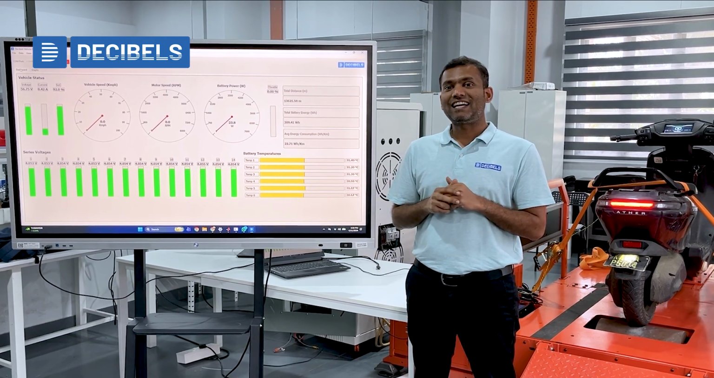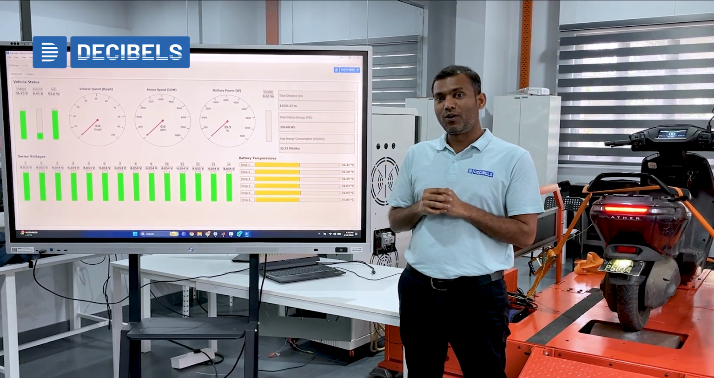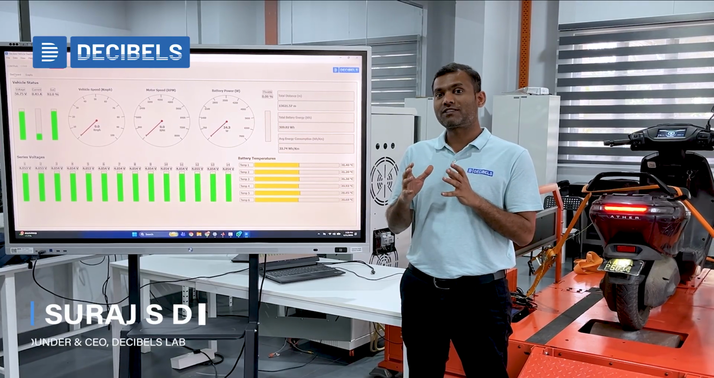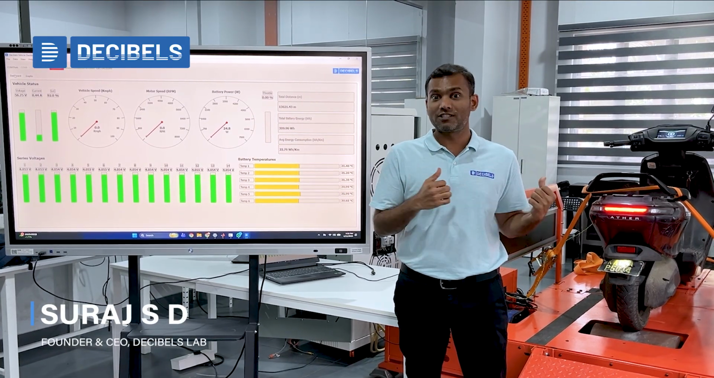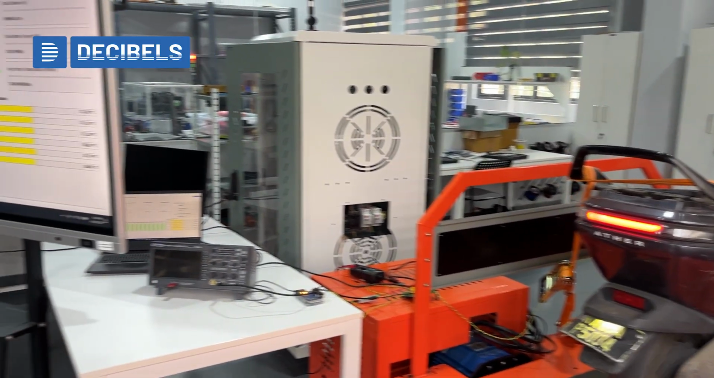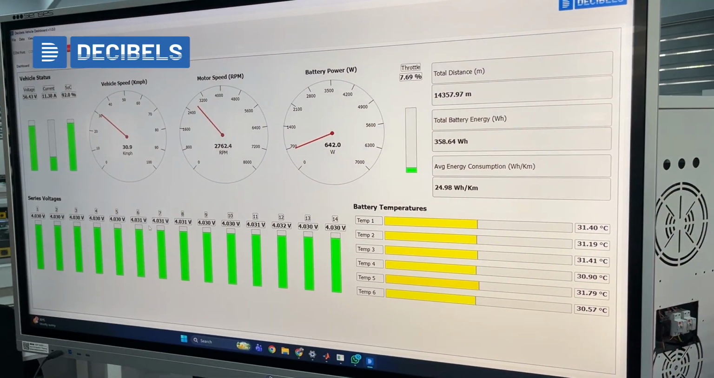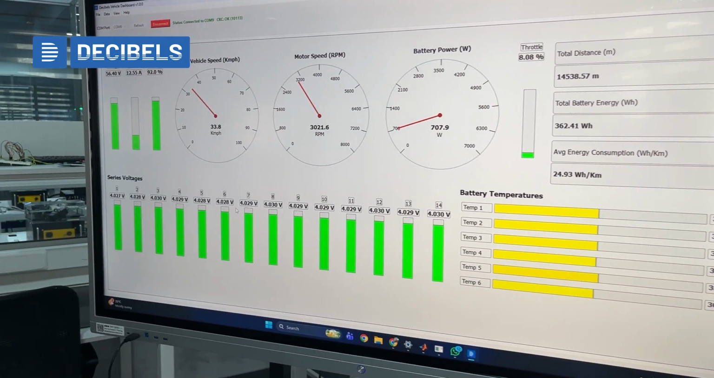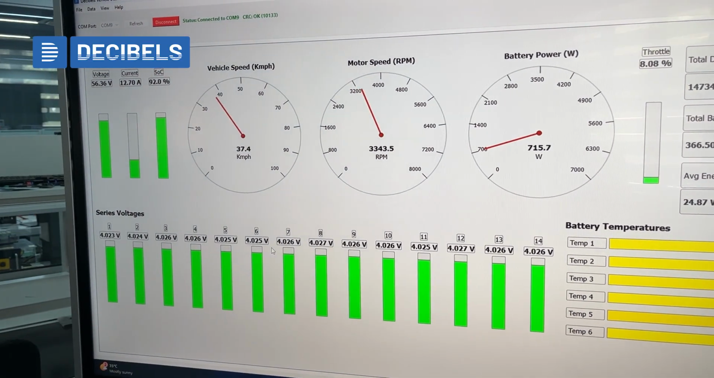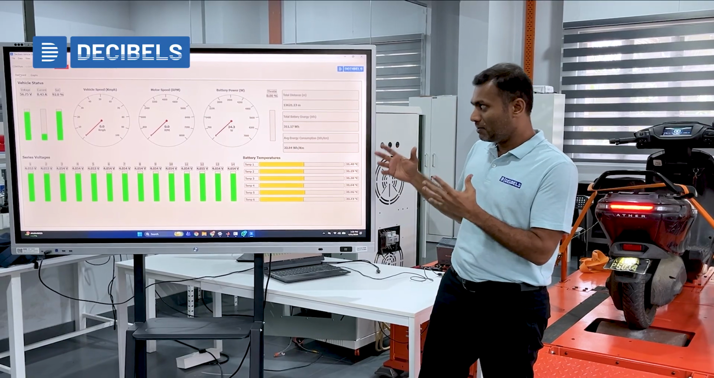Hi, as I briefed you on what exactly this test setup is, in this video I will further continue the discussions about how you can use this test setup for learning opportunities or also for research and development opportunities as well. As a learner, you would like to know what the correlations are between various different vehicle parameters, right?